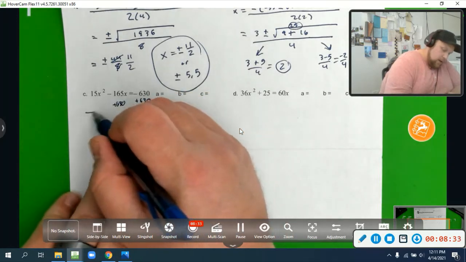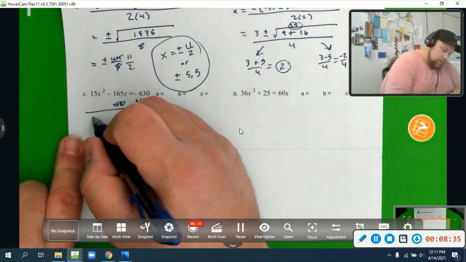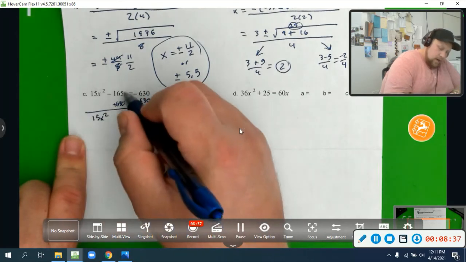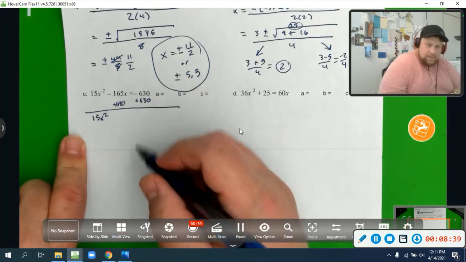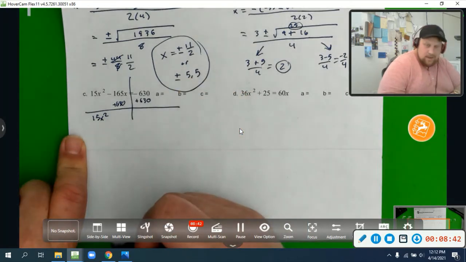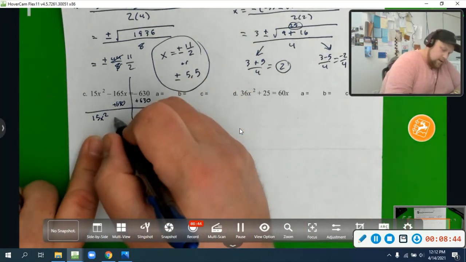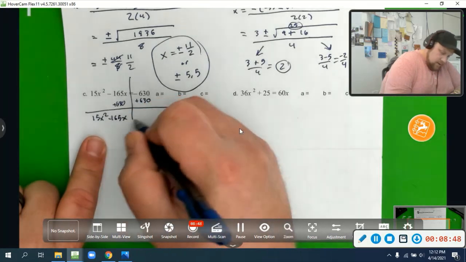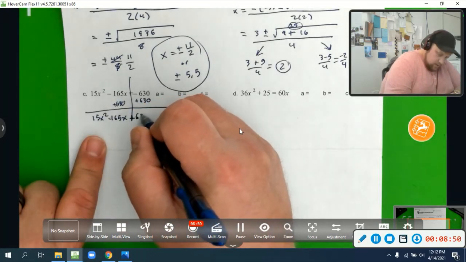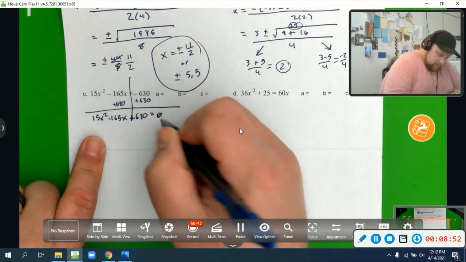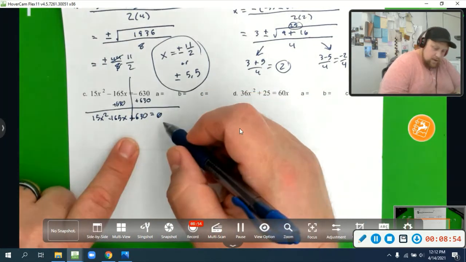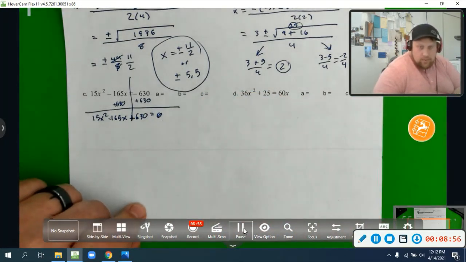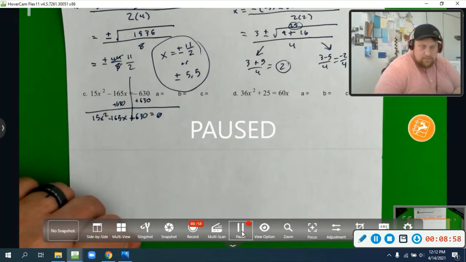Remember, we want it equal to 0 anyway on the right side. Be careful, you cannot combine unlike terms, so just rewrite this. This is 15x squared. I wrote it underneath that, not to combine it, but just to put it on that side of the equal sign, right? So I'm going to 15x squared minus 165x plus 630 equals 0. Okay? So now identify your A, B, and C, solve, and we'll come back together in a few minutes.